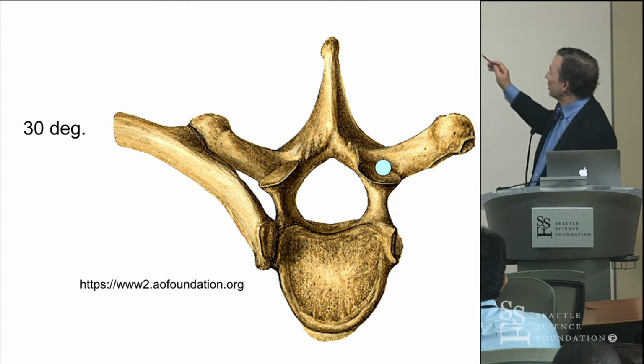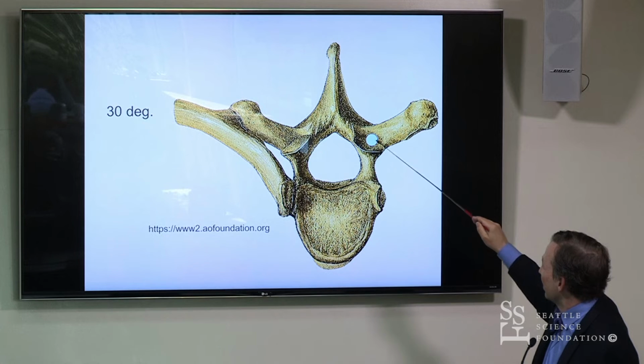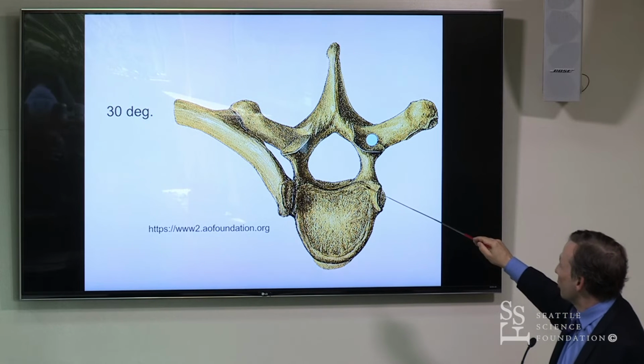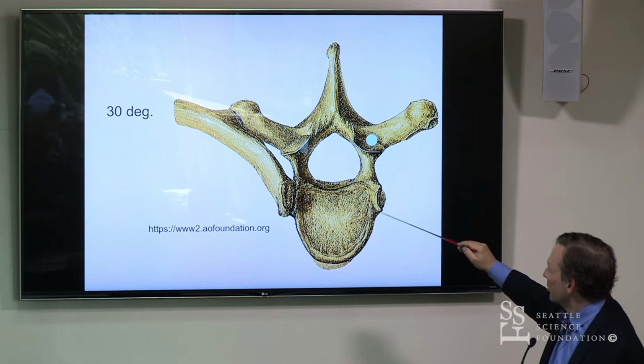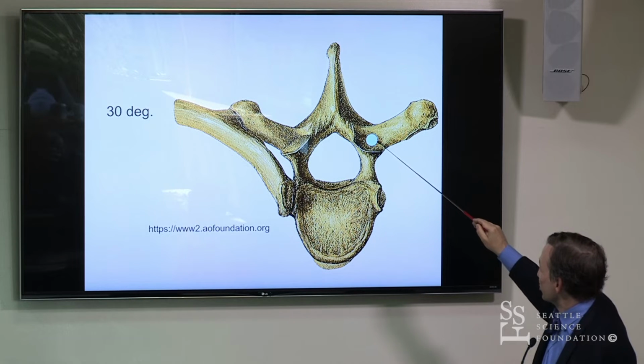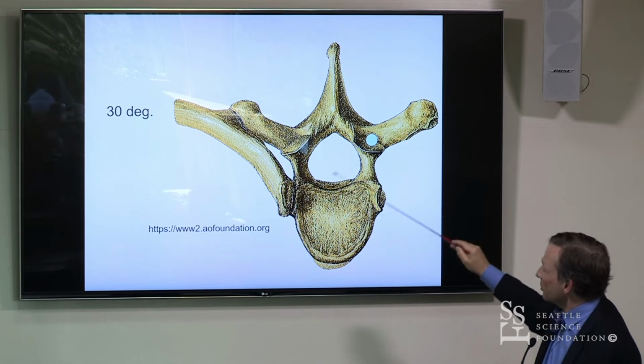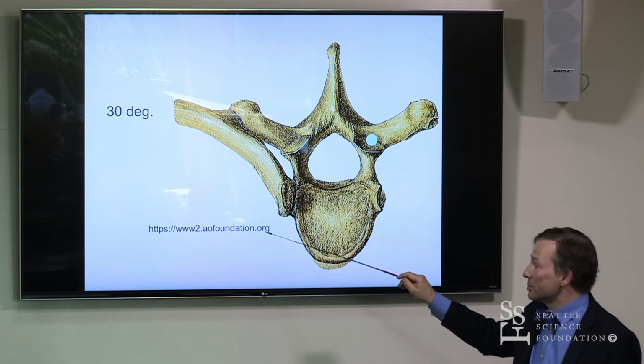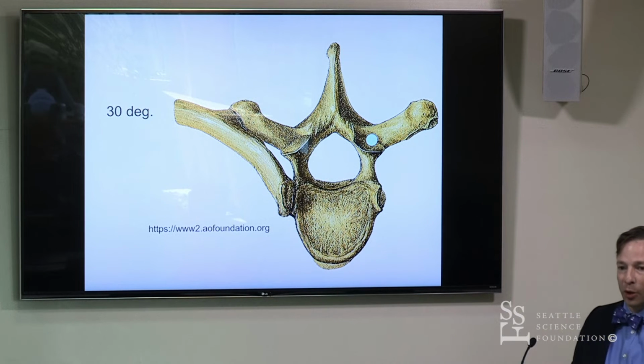Here's one of the landmarks when you're identifying positions to get into the pedicle of the thoracic vertebrae. And you have to take into consideration the positioning of the articular facet. Again, a great resource is aofoundation.org, where you can find step-by-step exactly what those landmarks are and how to go about putting in screws.